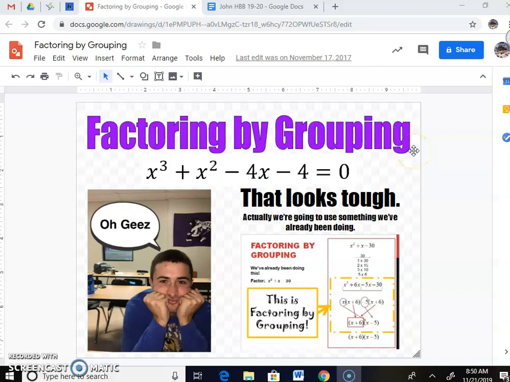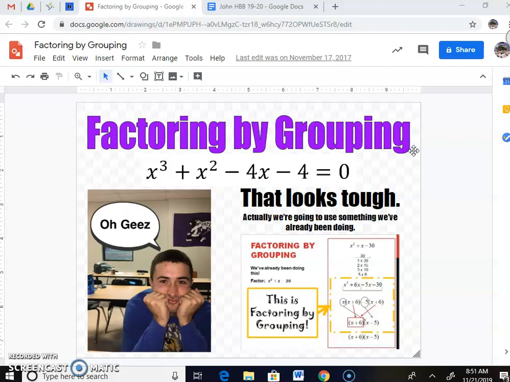Okay, this one, we have a problem that is x cubed plus x squared minus 4x minus 4 equals 0. A lot of you guys will look at that and have the same reaction that Mr. Dixon down here has and just be like, oh, geez. It looks like that would really suck to do, right?